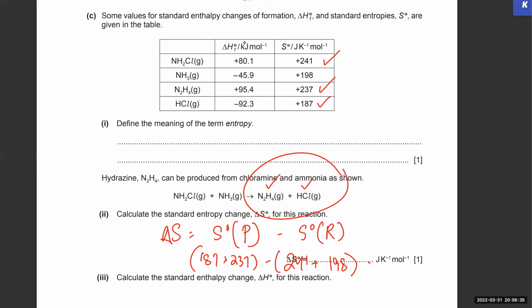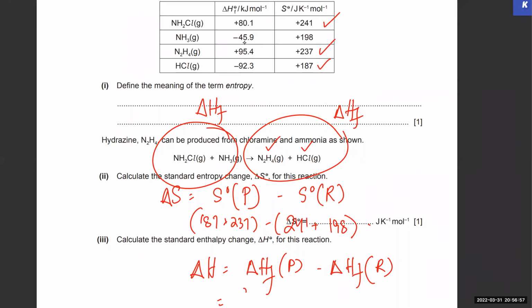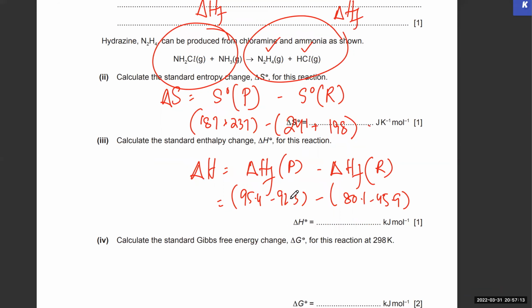So if you're given the enthalpy of formation of the products and the enthalpy of formation of the reactants, then it's kind of the same formula. Actually, it's products minus reactants. The enthalpy change would be the enthalpy of formation of the products minus the enthalpy of formation of the reactants, which would be 95.4 minus 92.3, that's my products, minus my reactants, the first two, that's 80.1, and minus 45.9. Make sure you be careful with the signs. You've got products, one of them had a negative value.